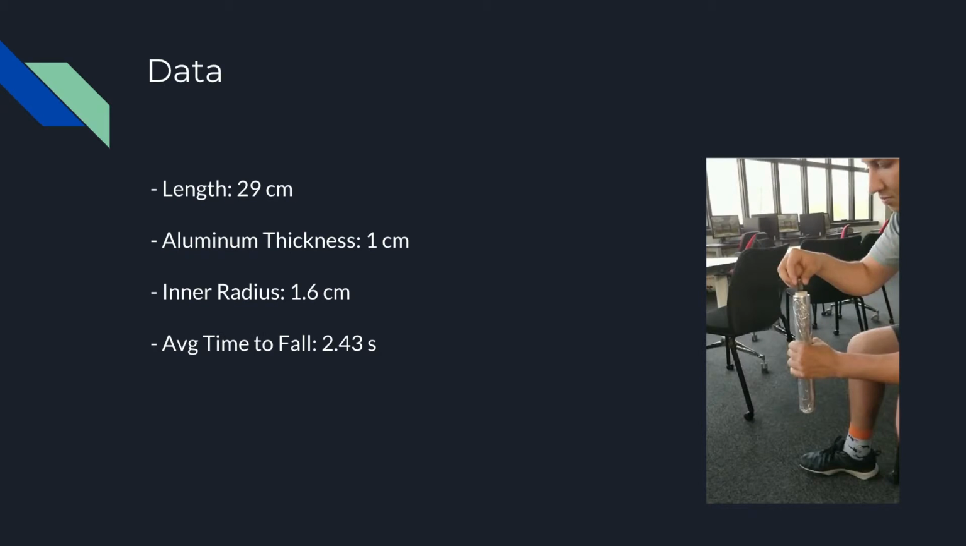So in order to do this lab, we first had to acquire some real-world data. We used an aluminum foil of length 29 centimeters and with thickness of 1 centimeter. It had an inner radius of 1.6 centimeters. And then using video editing equipment, we measured that the average time for the bar magnet to fall through this aluminum foil with the north pole pointing towards Earth was 2.43 seconds. And then using some numbers from previous labs, such as the dipole moment calculated for the bar magnet in lab 3, we will be modeling the rest of this experiment.